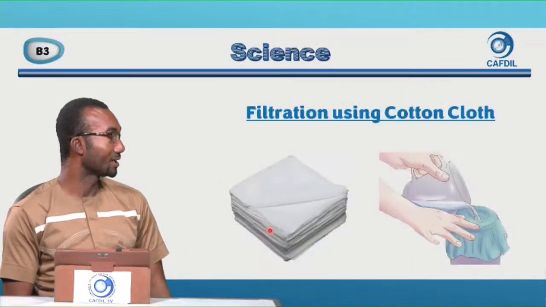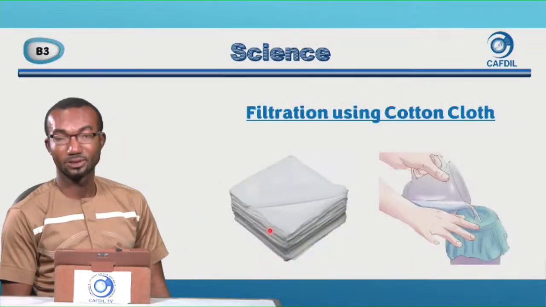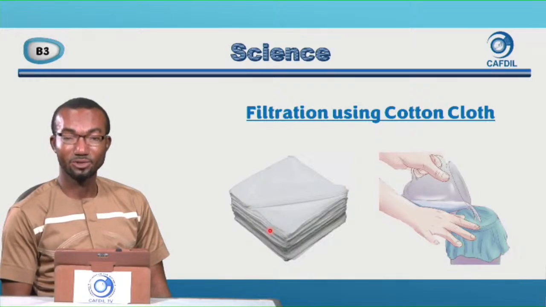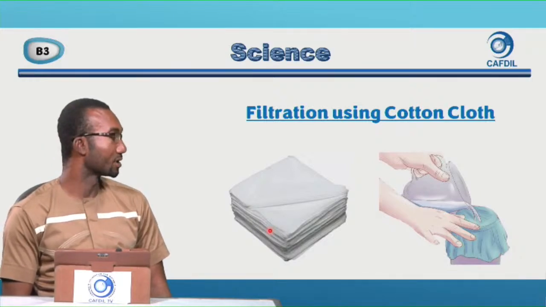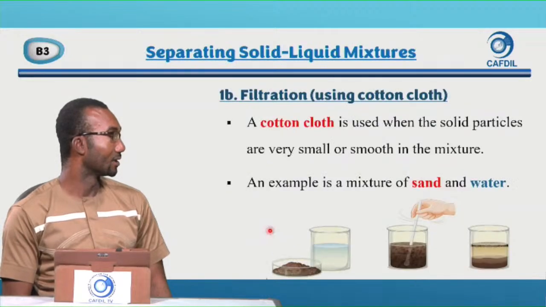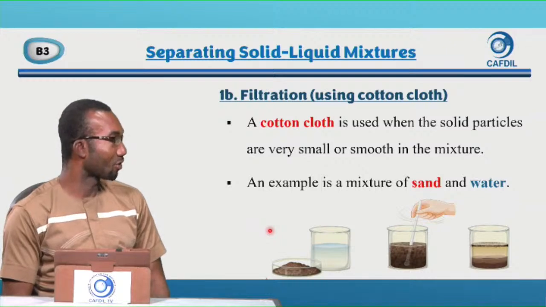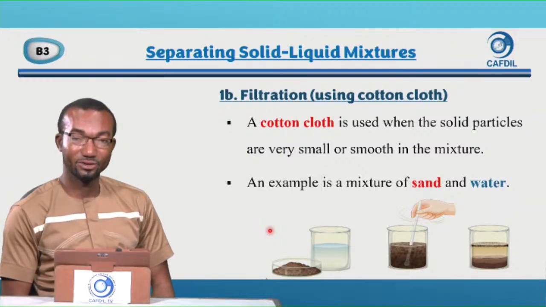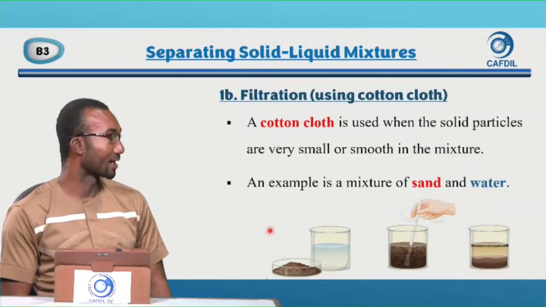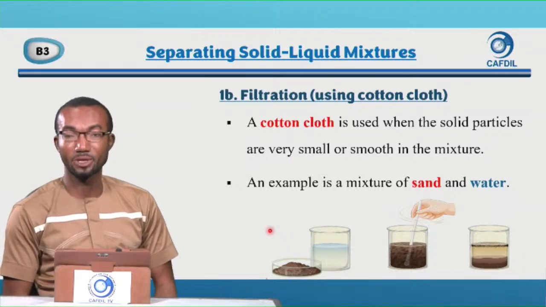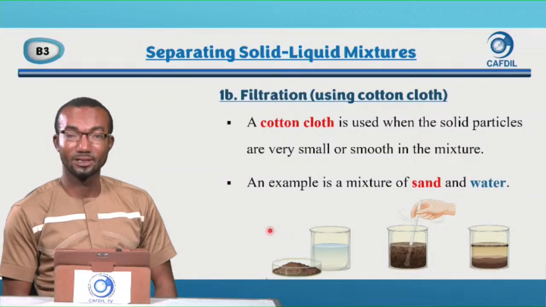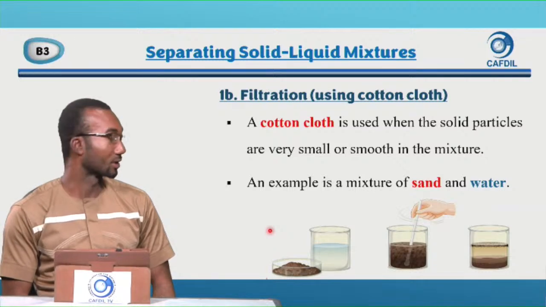Good. Now let's look at the cotton cloth. The cotton cloth is also an example of a filter that can be used. A cotton cloth is used when the solid particles are very small or smooth, just like the filter paper. So we use the cotton cloth just like the filter paper. You may not have the filter paper, but you need to separate a mixture like sand and water. So if you don't have it, what will you do? You can use a cotton cloth.